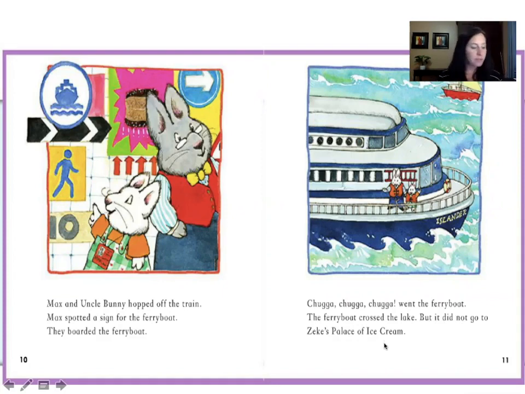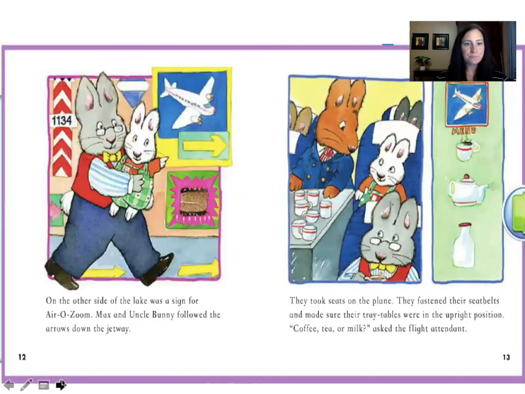Oh my goodness, boys and girls. Again, another form of transportation did not take them to Zeke's Palace of Ice Cream. And what kind of transportation did we learn about here? That's right, the ferry boat. Well, let's see what happens next.